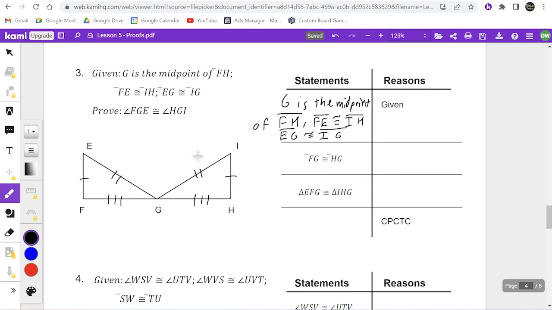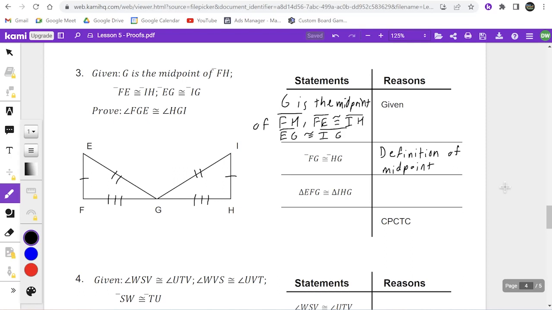Well, the reason why is because of the given information. G is the midpoint. We know that a midpoint cuts things in half, and so therefore the two sides have to be congruent. But what's the reason? What's the technical reason? If you look at your word bank, the correct answer is definition of midpoint. As a matter of fact, this is the only one with midpoint in the name, so it's a very good one to use whenever you see the word midpoint in the problem.